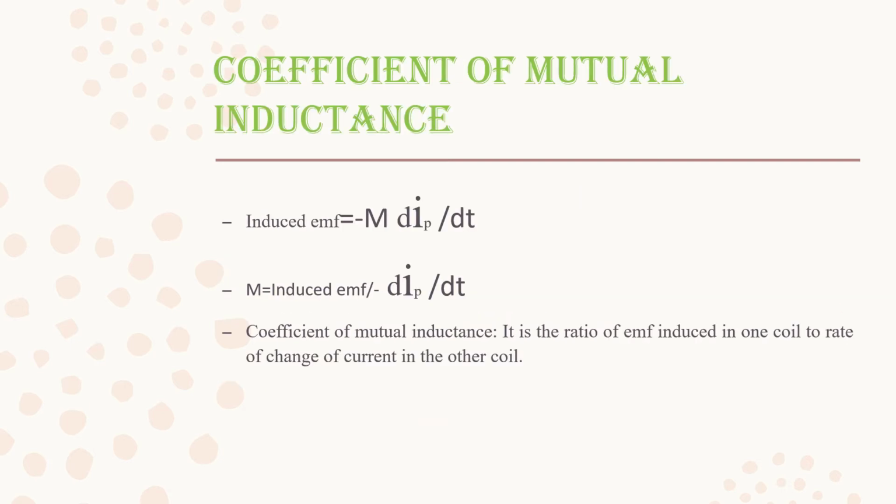So this equation we can write as induced EMF is equal to minus M into dI P by dt, or we can simply write M is equal to induced EMF upon minus dI P by dt. From this equation, we can make a statement for the coefficient of mutual inductance: the coefficient of mutual inductance is the ratio of EMF induced in one coil to the rate of change of current in the other coil.